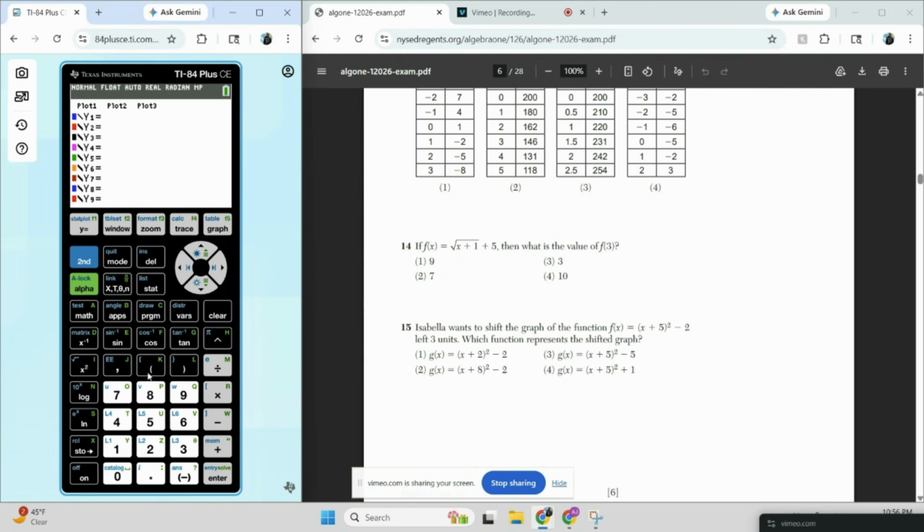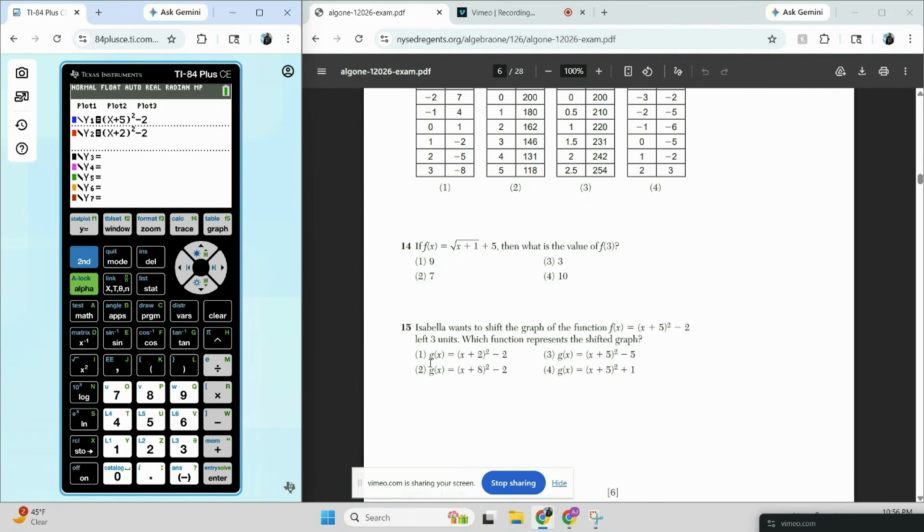So I'm going to put my x plus 5 squared minus 2. And I know this is my graph, and if I want to go 3 left, this needs to be shifted that way. So let's try each choice. My first choice here, x plus 2 squared minus 2. That's a shift to the right, so that is not accurate.